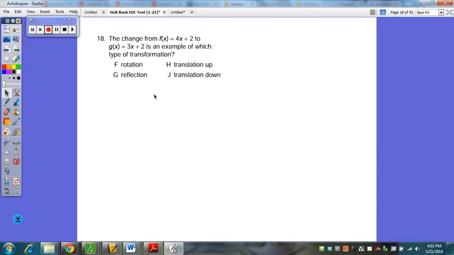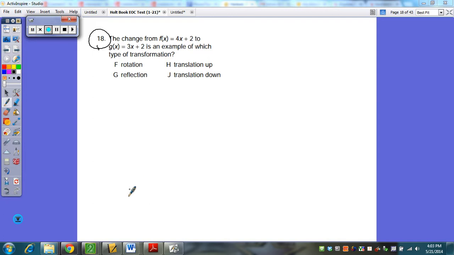Alright, to change from f of x equals 4x plus 2 to g of x equals 3x plus 2 is an example of which type of transformation? This is going to be a rotation. We didn't actually go over rotation in class. So this would be the type of question that we might have to guess on. Okay? Because we only did translations, reflections, and vertical stretch and compression on quadratic formulas, on quadratic equations. We didn't go over too much in the way of linear transformations.